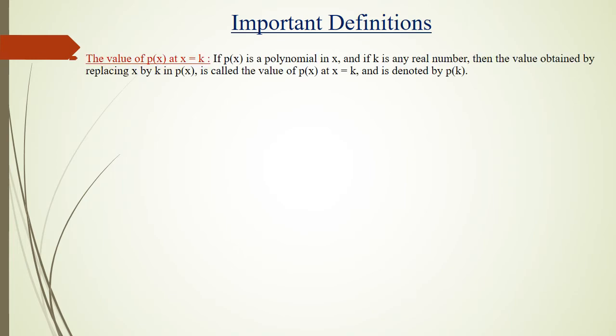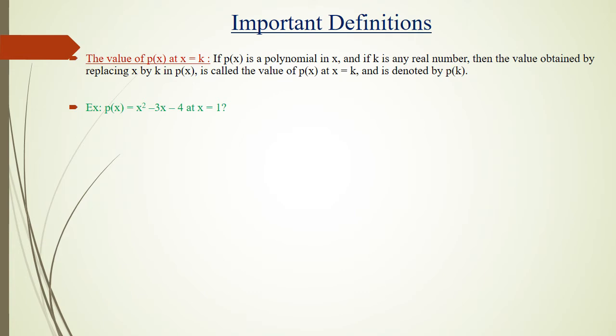Let us see some important definitions from this chapter. First one is the value of p of x at x equal to k. If p of x is a polynomial in x and if k is any real number, then the value obtained by replacing x by k in p of x is called the value of p of x at x equal to k and is denoted by p of k. Let us understand the meaning of this by taking an example. If I consider any polynomial p of x which is given by x square minus 3x minus 4 and I want to find the value of this polynomial at x equal to 1.